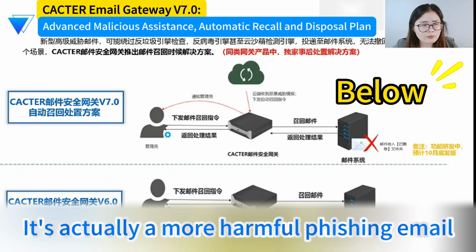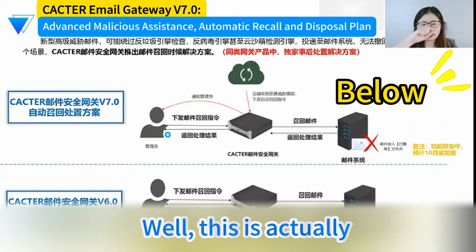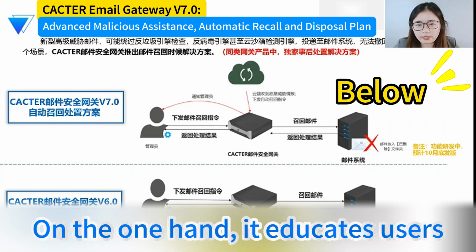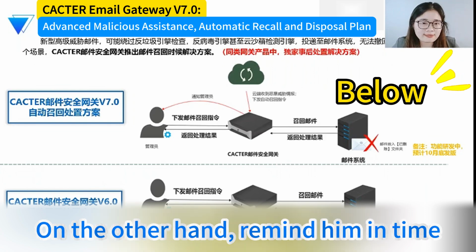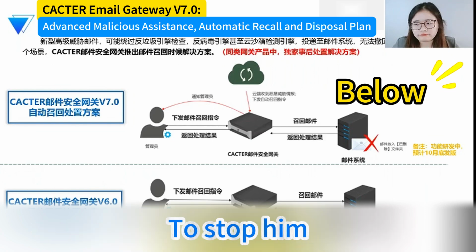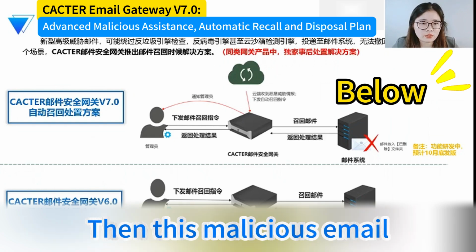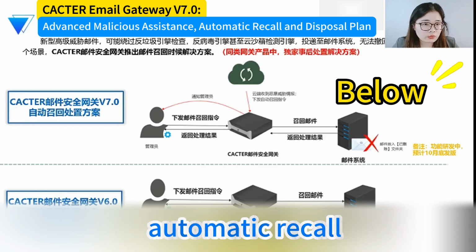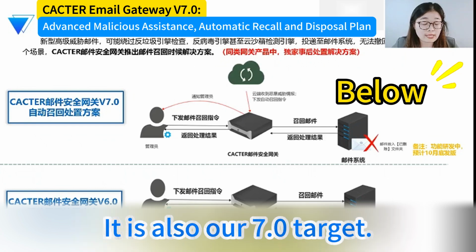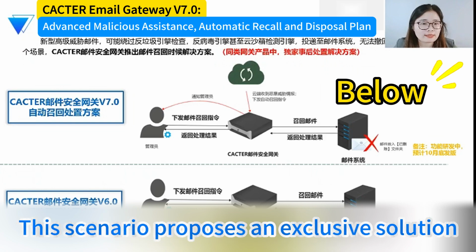is actually a more harmful phishing email. On the one hand, this educates users. On the other hand, it reminds them in time to stop them from doing more dangerous operations than this malicious email. Automatic recall is also our 7.0 target. This scenario proposes an exclusive solution.